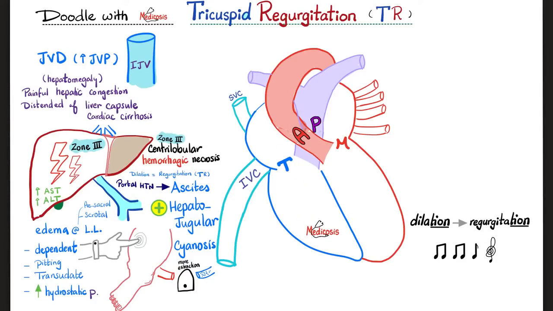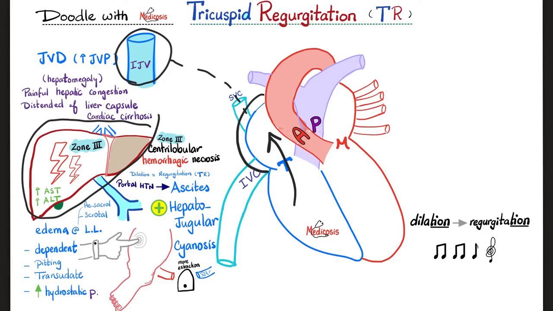Symptoms of tricuspid regurg include right atrial enlargement, jugular venous distension with increased jugular venous pressure. We have painful hepatomegaly and hepatic congestion, sometimes called cardiac cirrhosis. It's a liver disease caused by heart disease. Cardiac cirrhosis, but you have to use this term in quotations because this is not actually cirrhosis.